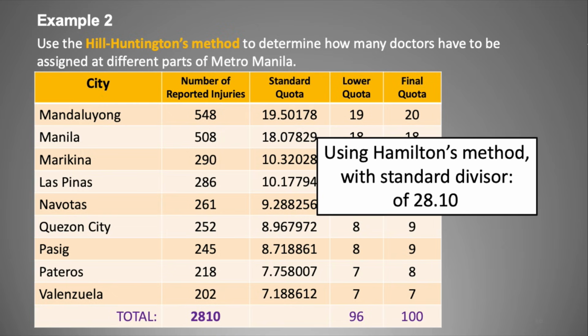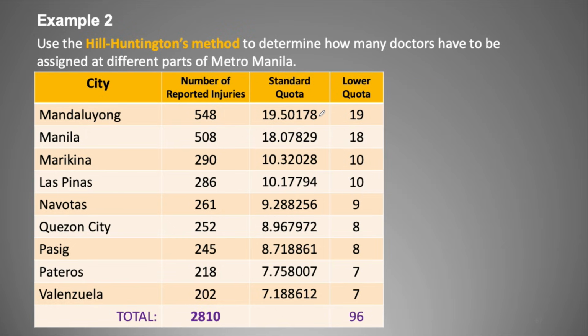And using the previous example wherein we're going to determine the number of doctors to be assigned in different parts of Metro Manila, again using the Hamilton's method, we came up with the standard divisor of 28.10. And using that standard divisor, we were able to come up with this standard quota, which when rounded down gives us these values.